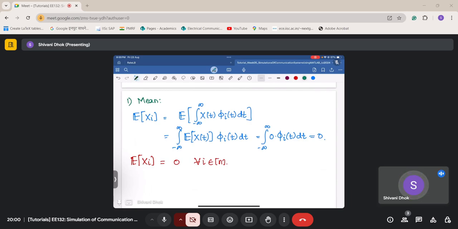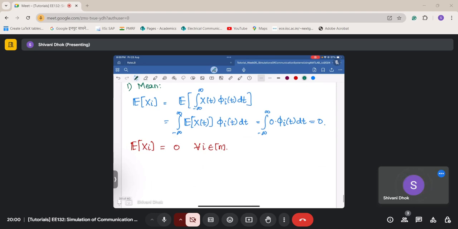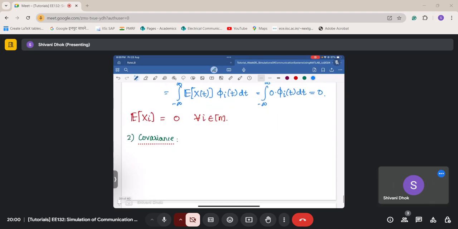So this we know. Now let us look at the covariance. We will look at the covariance of xi and xj, which is simply equal to the expectation of xi minus its mean into xj minus its mean, which is simply equal to the expectation of xi into xj.